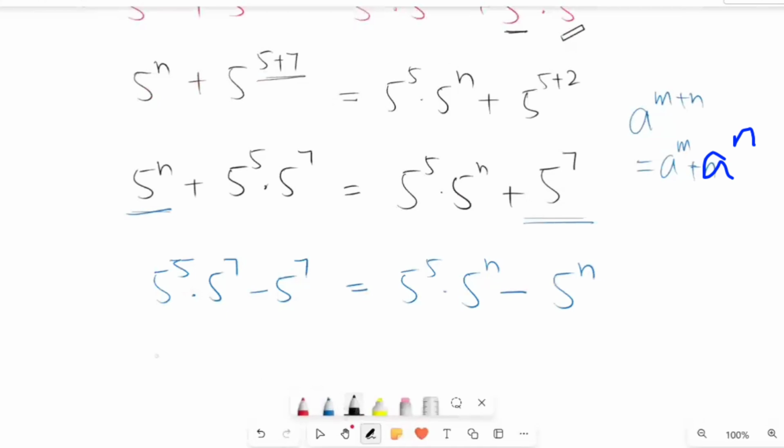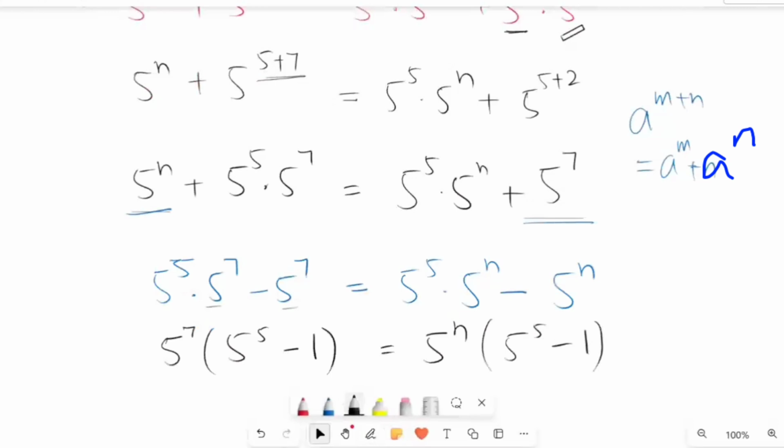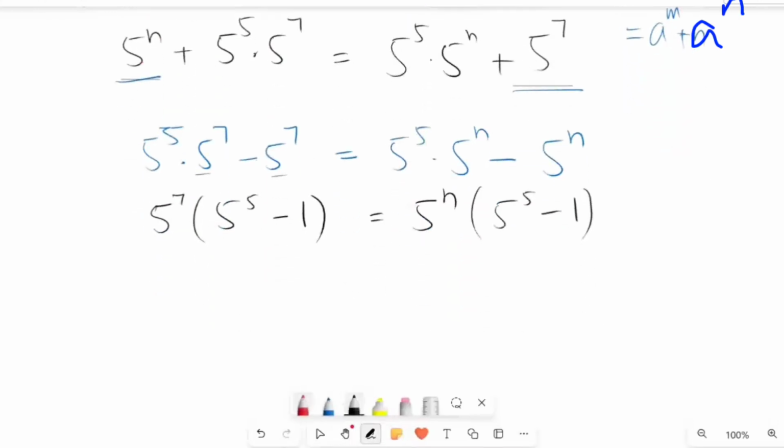Now I am going to take a common factor of 5^7 here, because we have this and this common. So this is 5^7 times (5^5 minus 1) is equal to 5^n times (5^5 minus 1). I am going to take the common here, so 5^5 minus 1, bracket close. Now here this and this get cancelled. So the remaining expression we will get is 5^7 is equal to 5^n.